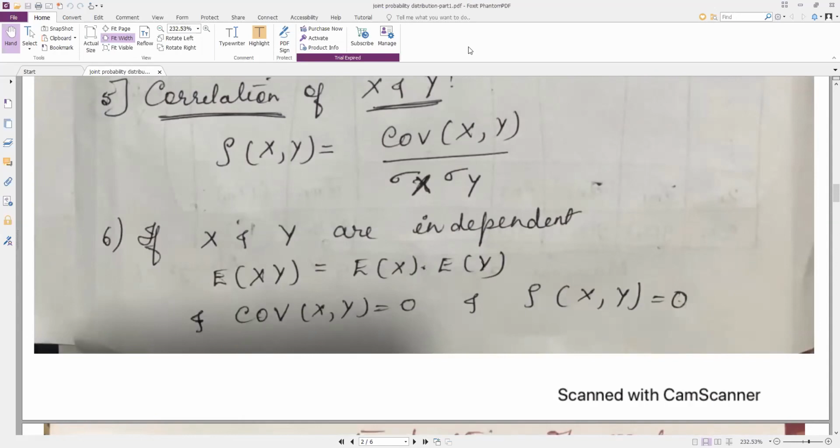So these are the important notes under joint probability distribution. In the next recording we will see the problems under this.